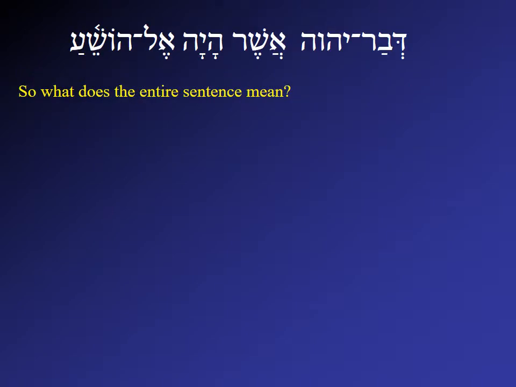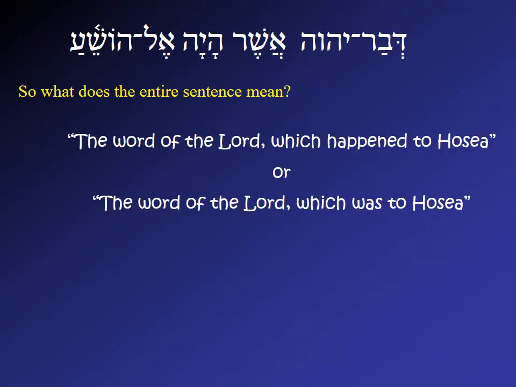So now we're in a position to translate our entire phrase. Devar Adonai Asher Haya El Hoshea. This means, literally, the word of the Lord which was to Hosea, or which happened to Hosea. In English, we would tend to say, the word of the Lord which came to Hosea, or something like that.